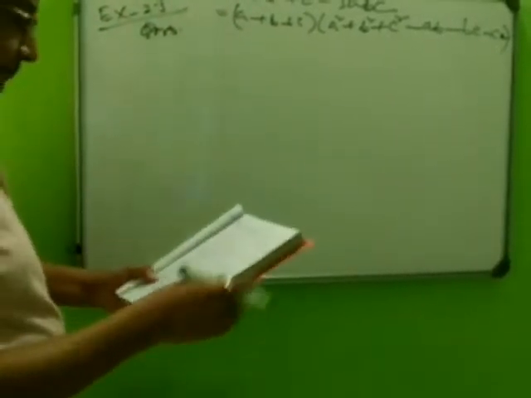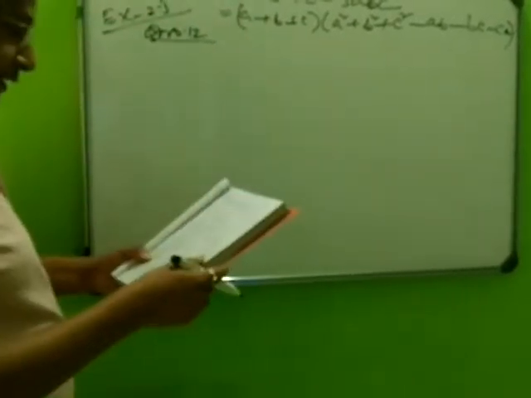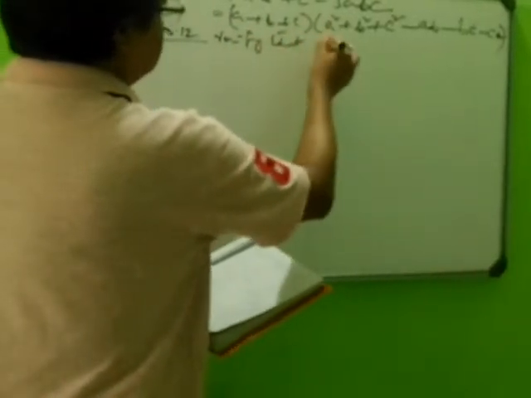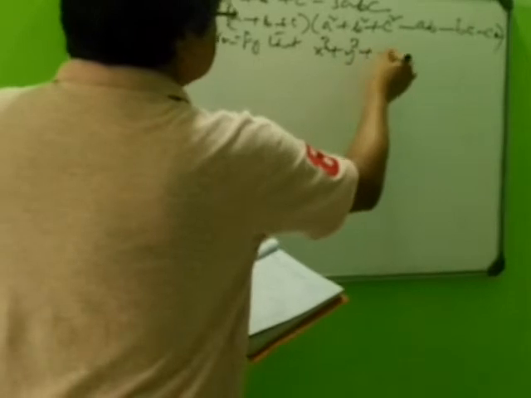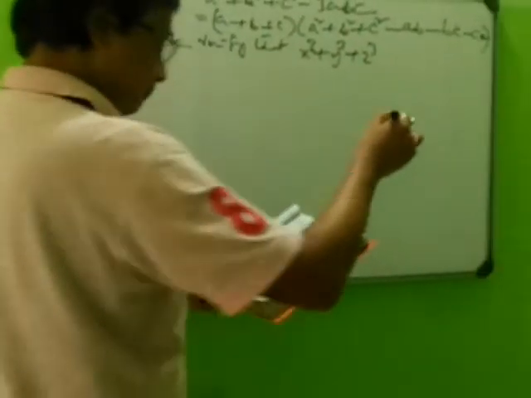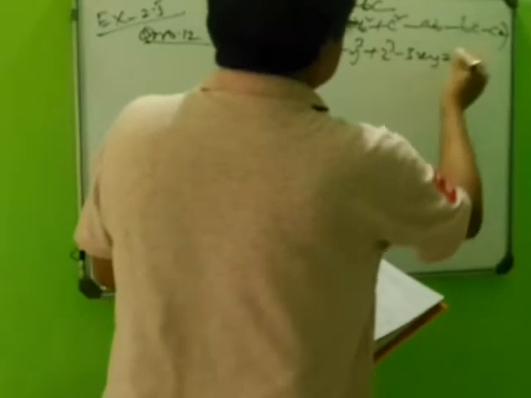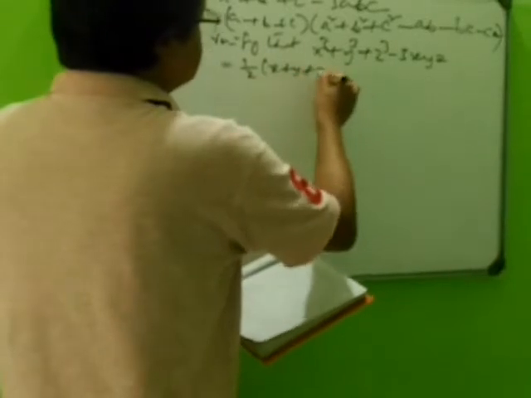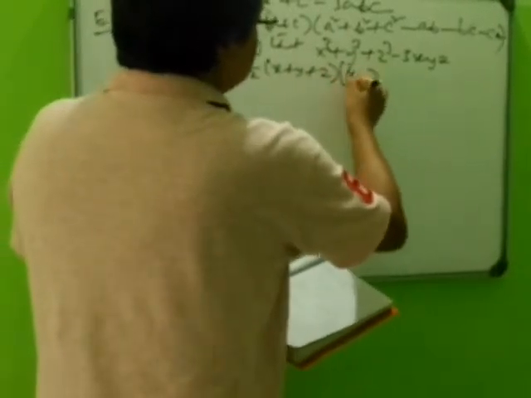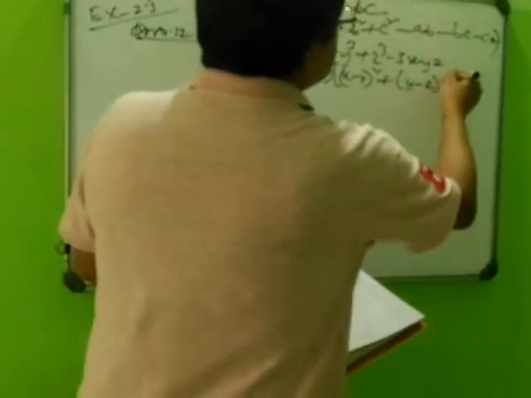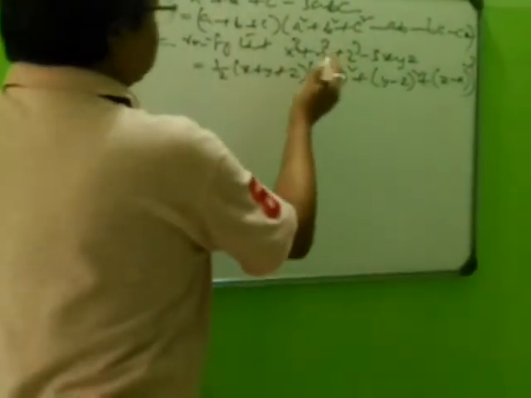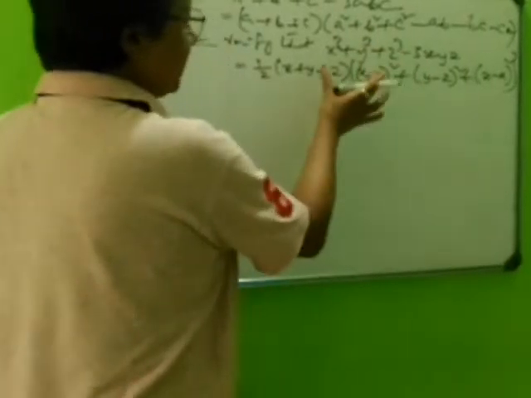question number 12. It is given that, verify that x cube plus y cube plus z cube minus thrice xyz equals half of x plus y plus z into x minus y whole square plus y minus z whole square plus z minus x whole square. So you are to verify. Now from the left hand side you are to get the right hand side.